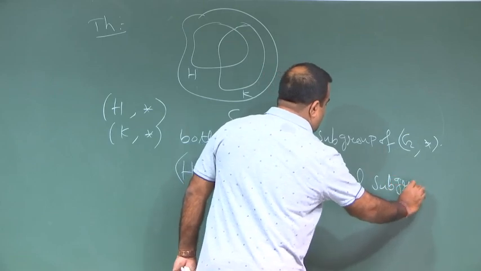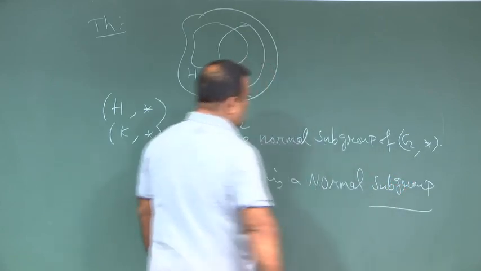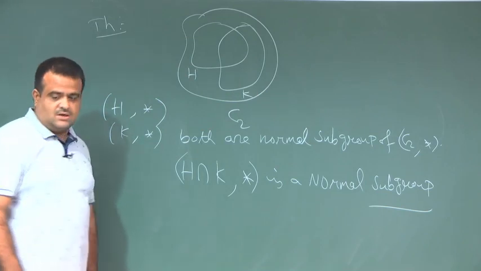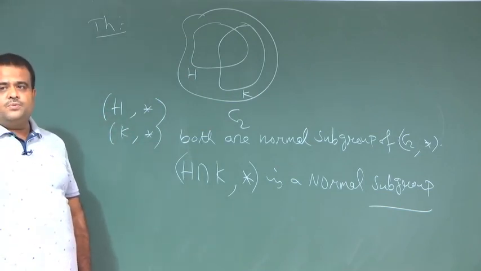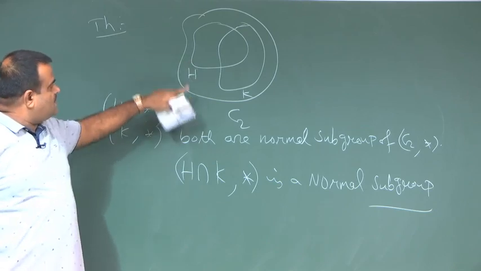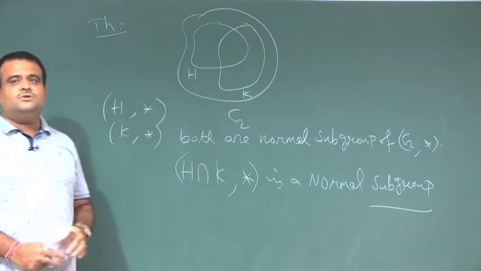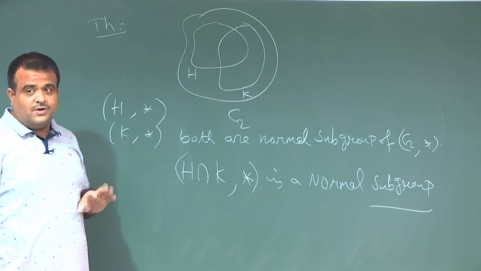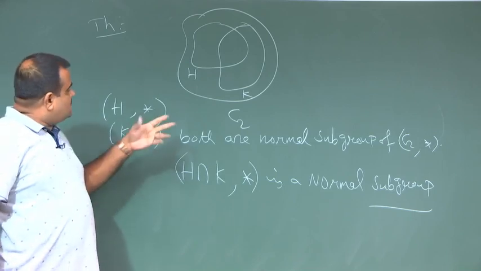We can prove this using the last result, which is the necessary and sufficient condition for a subgroup to be a normal subgroup. So, this is a subgroup because H is a subgroup of G, K is a subgroup of G, and we know the intersection is a subgroup, while the union is not in general. So, the intersection is a subgroup.